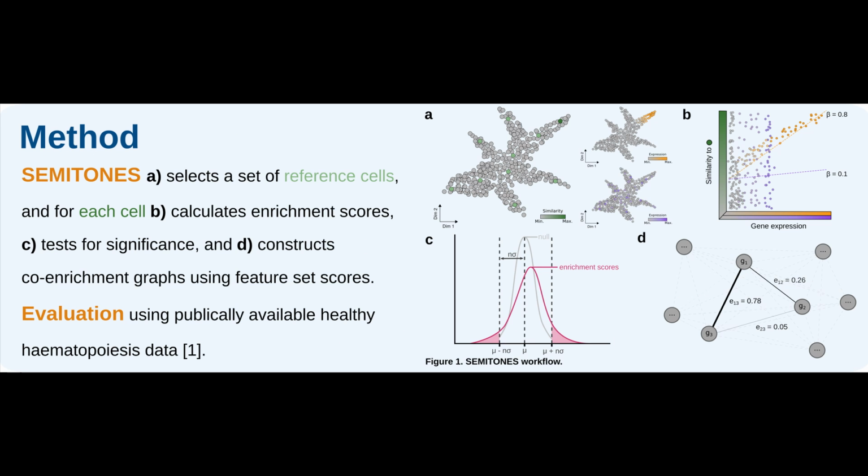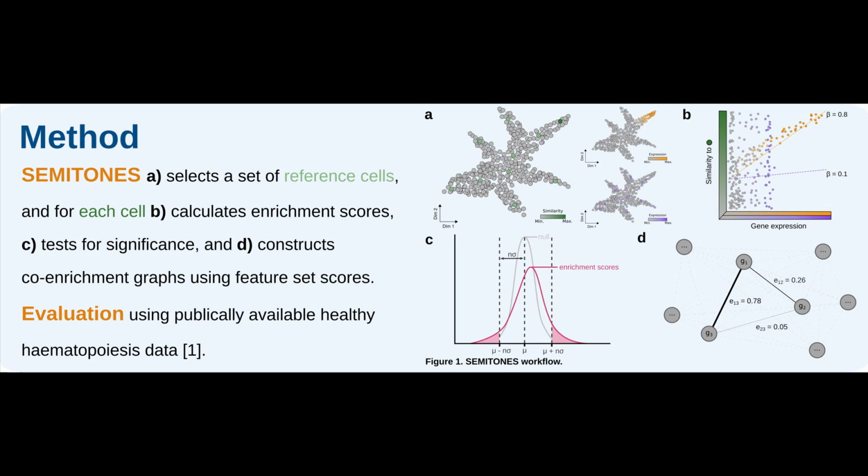So the workflow of SEMITONES is as follows. First, we select a set of cells that is representative of the full sample population, called reference cells, which I indicate here in pastel green. Then if I take this dark green reference cell and assume that we are looking at single-cell RNA-seq data, we define a marker gene as a gene that is only expressed in the reference cell neighborhood, as shown in orange, and in contrast, uninformative genes are genes that are non-selectively expressed, as shown in purple.